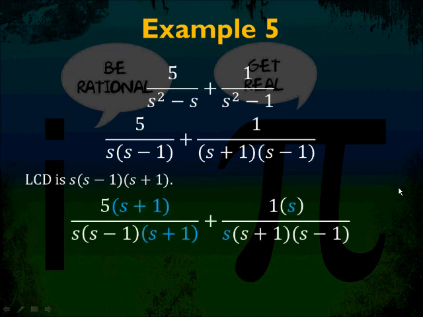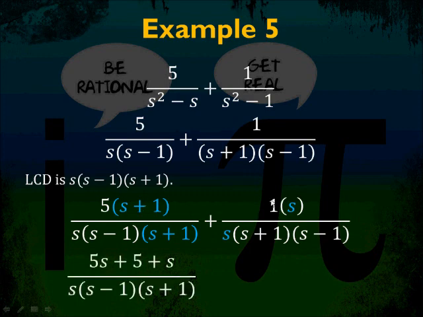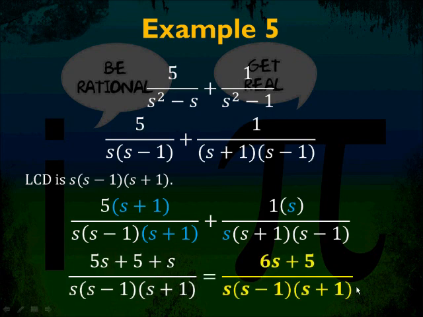So let's do that. 5 times s plus 1 quantity all over the least common denominator plus 1 times s divided by the least common denominator. So for the left fraction, we multiply the top and bottom by s plus 1. For the right fraction, we multiply the top and bottom by an s. And now you simplify. 5s plus 5 plus s all over s times s minus 1 times s plus 1. Combine like terms, and your answer is 6s plus 5 over s times s minus 1 times s plus 1.